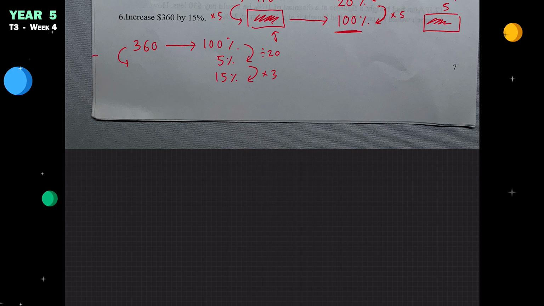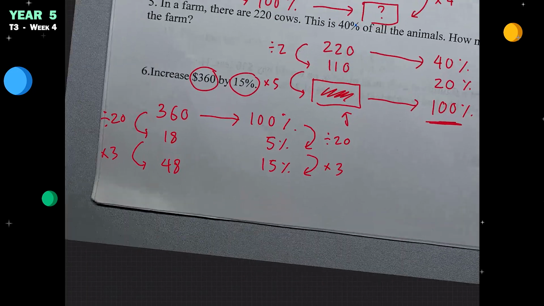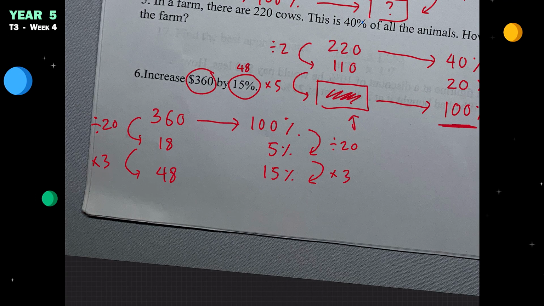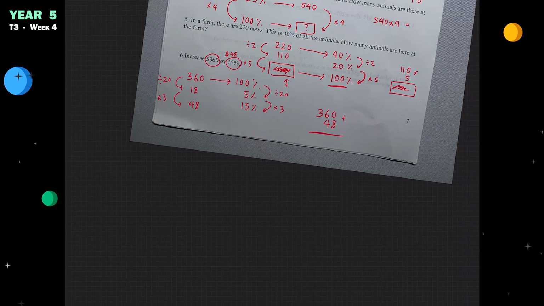So we do the same thing here. We divide it by 20, and then we times it by 3. So 360 divided by 20, that will be 18. And then you times it by 3, that will be 48. So therefore, if you want to increase this by 15%, you're actually increasing it by $48. So to find the answer for this question, you just do 360 and add $48 to it, and you're done. I'll leave you to do that.